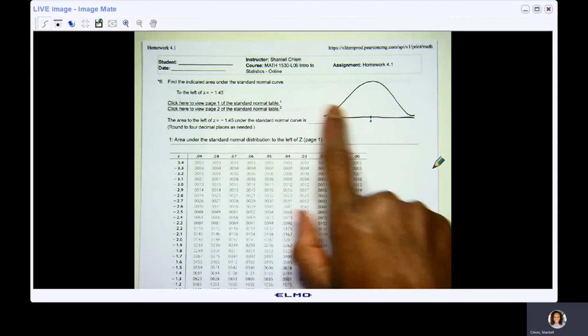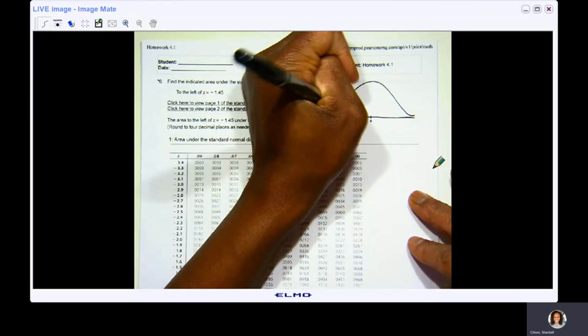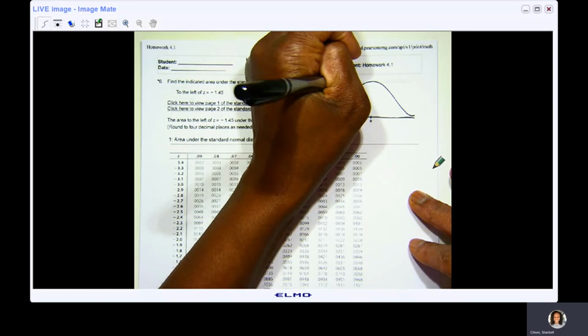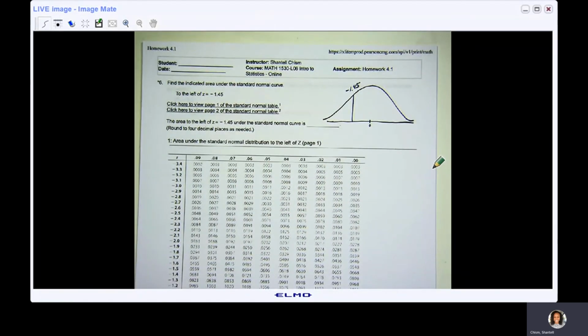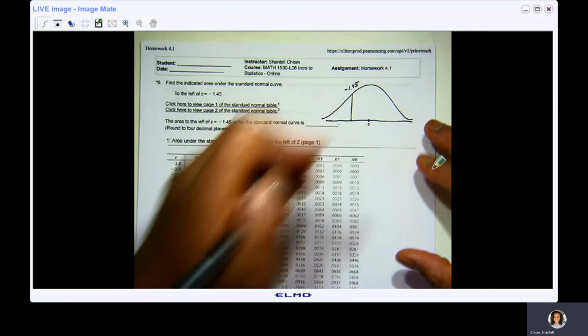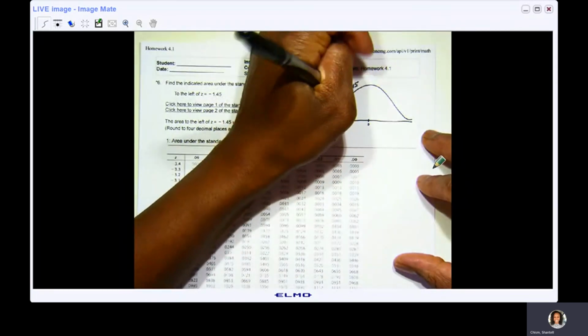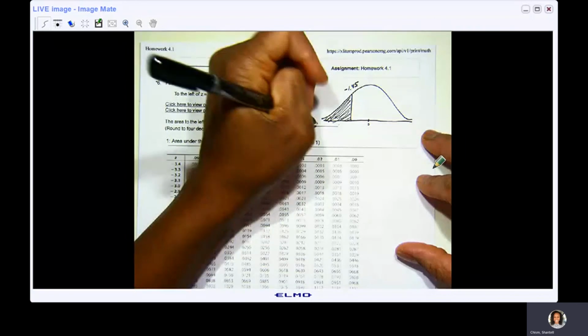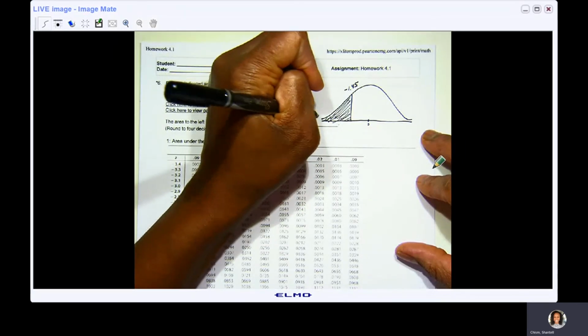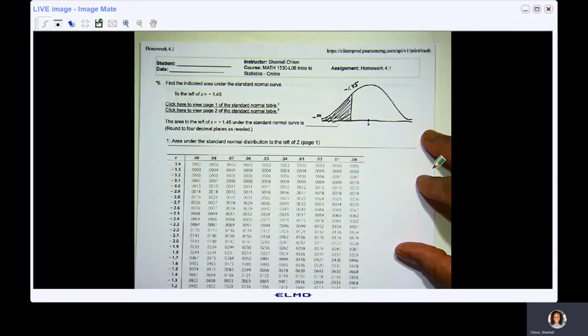My z-score is negative, so it needs to be to the left here, somewhere to the left. I'm going to put it about right here. Negative 1.45. And I want the area to the left of negative 1.45. So that means I'm shading to the left here in this left tail. That's what that means. And so because I'm shading to the left tail, I'm approaching negative infinity.